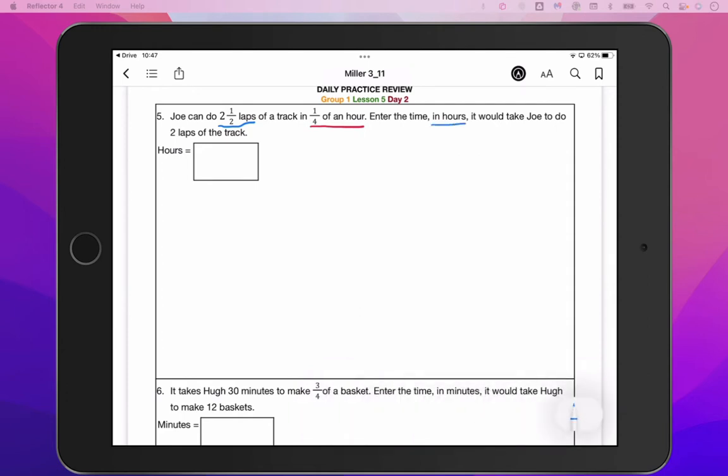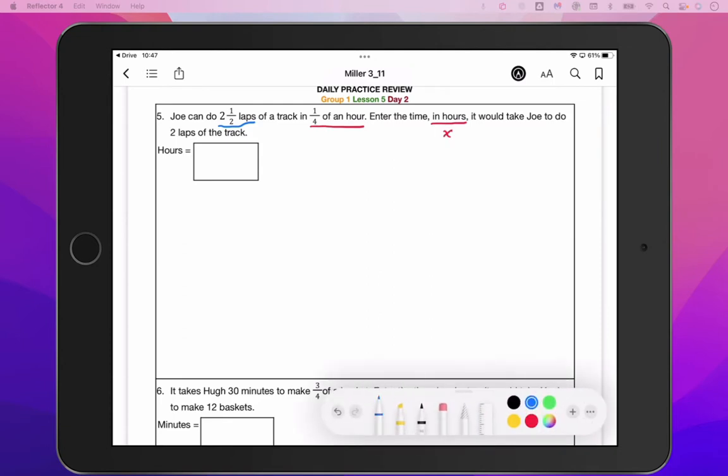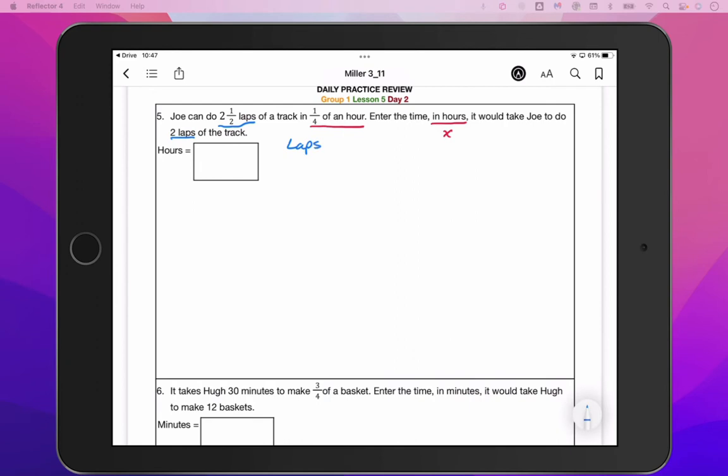That's going to be our X value. That's what we're looking for. And 2 laps is what Joe's going to do during that time. So we're going to have 2 labels. We will have laps and we will have hours.